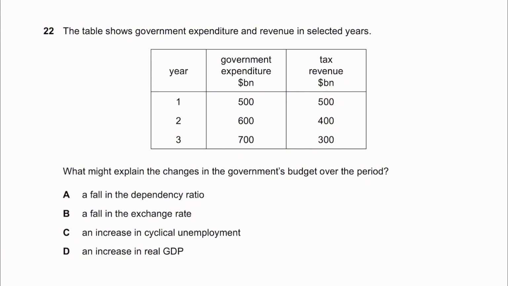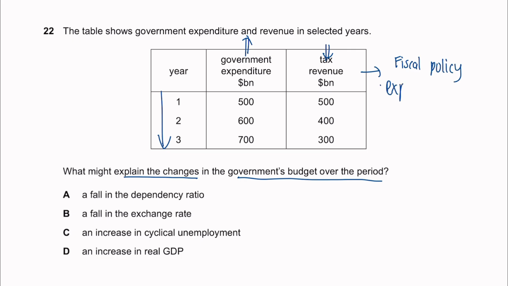Question 22. The graph shows government expenditure and revenue in selected years. What might explain the changes in government's budget over the period? So from year 1 to year 3, there's been an increase in government expenditure, and there's been a reduction in tax. So I would say this is more towards fiscal policy, and this is expansionary.